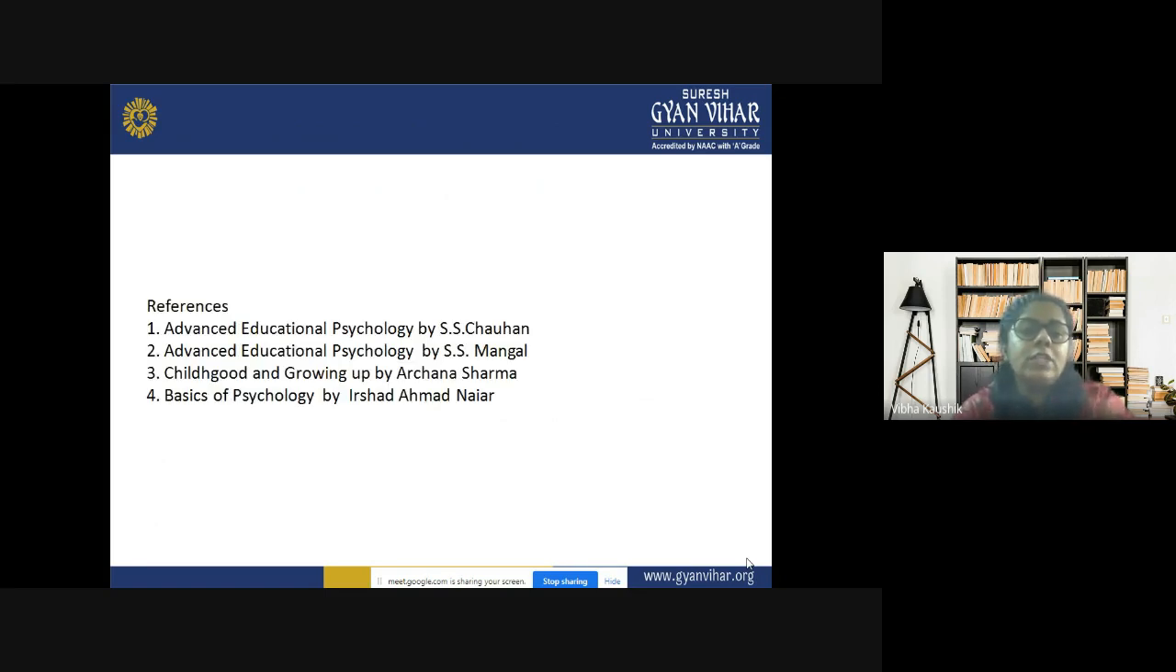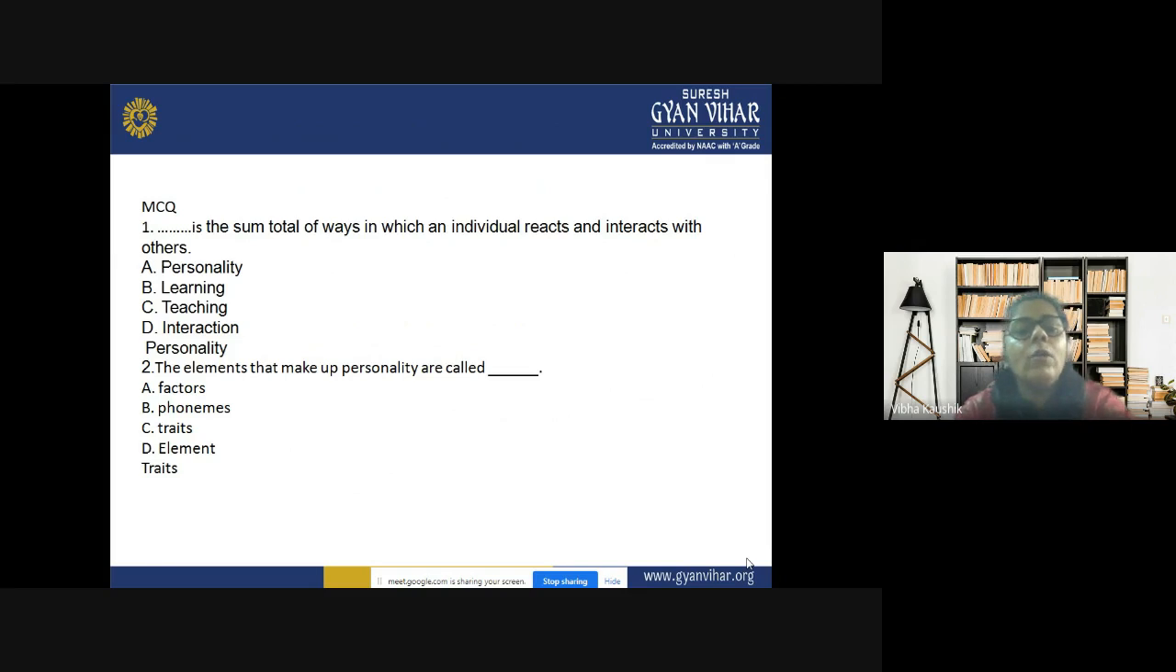So today, students, we have discussed personality, then the different theories of personality, and then we have discussed the trait theory of Allport. For further reading on this topic, you can refer to these references. Now let us discuss some MCQs, as MCQs are the best way to know the learning outcomes of an individual, how much you have understood a particular concept or topic.